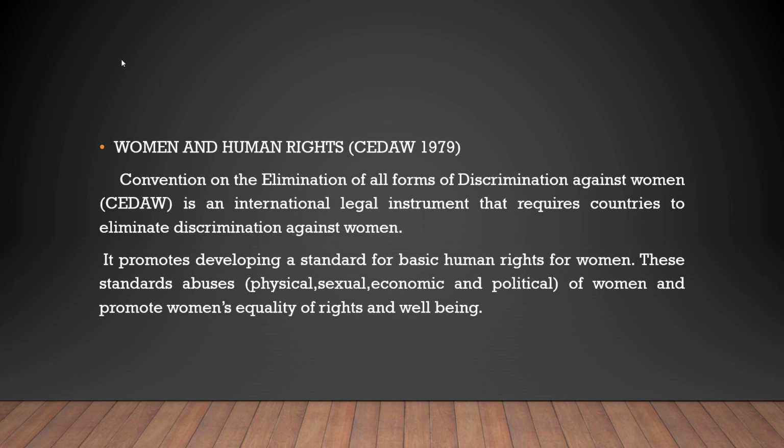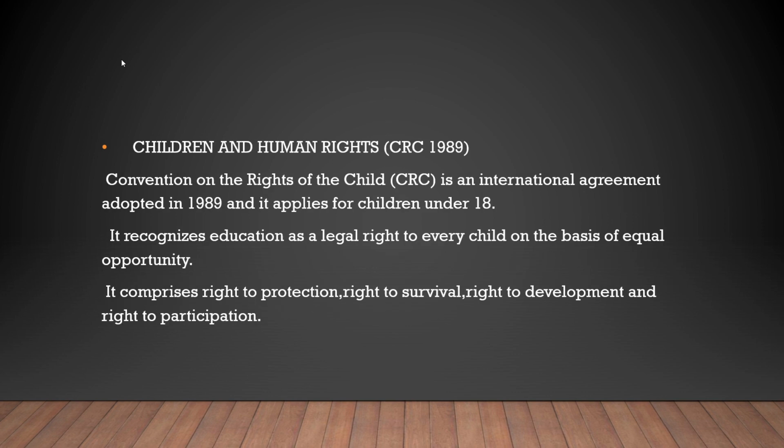Next, we can go to the next slide, that is CRC or Children and Human Rights. Once a child is born, he has to enjoy all the rights applicable to him. And the CRC is a right for the children under 18. Juvenile Justice Act 2015, Right to Education Act 21A, Child Labor Act. These are all some laws for protecting the children.